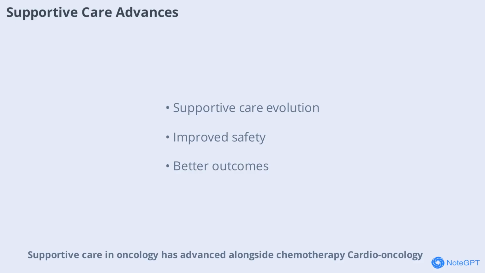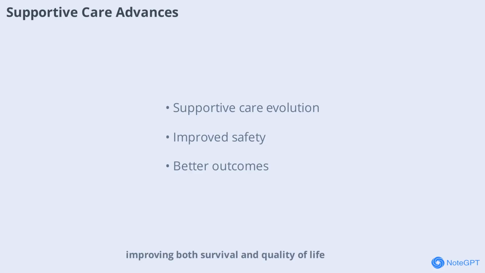Supportive care in oncology has advanced alongside chemotherapy. Cardio-oncology, for example, grew out of the need to manage anthracycline cardiotoxicity. Today, better monitoring and protective strategies allow patients to receive effective doses more safely, improving both survival and quality of life. As cancer treatment continues to evolve, anti-tumor antibiotics remain a cornerstone of many regimens. Ongoing research aims to refine their use, reduce side effects, and develop new protective strategies. Staying informed about these advances ensures the best possible care for patients.